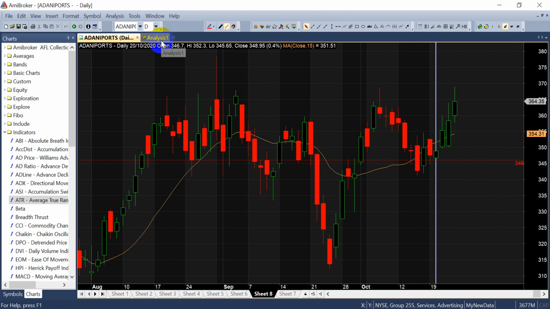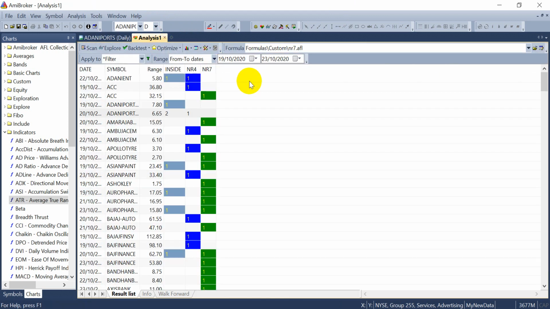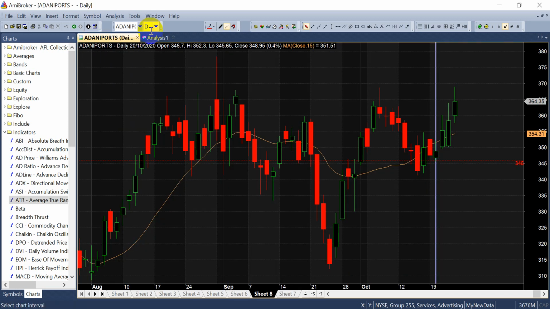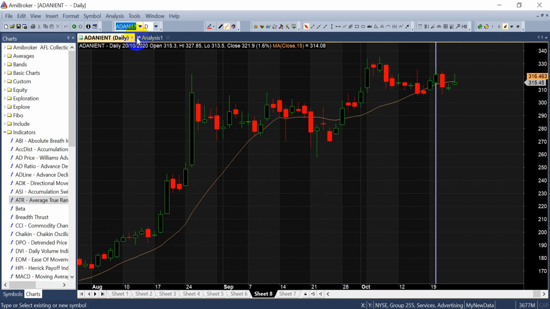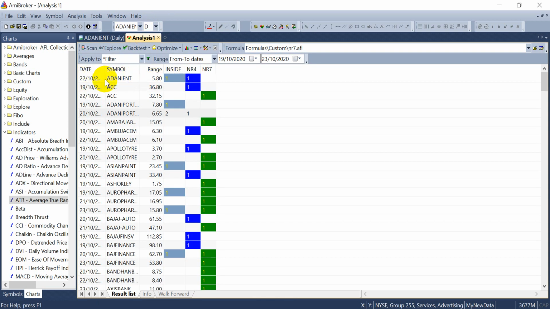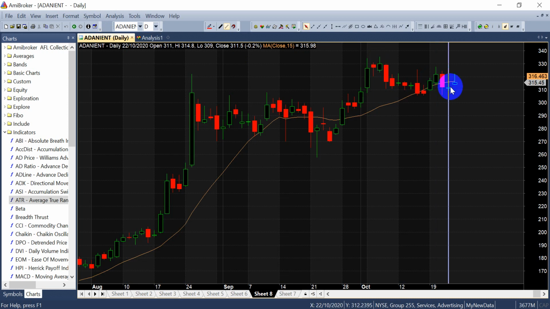Now how can we use this trade setup? As you can see here, I'm running a scanner, from 19th till 23rd. I'm getting Adani International, where the range was 5.80 and it is both inside bar and NR4. I will look only for inside bar and NR4. So I'll search for Adani, and this pattern was formed on 22nd. The high of this day was 314.8, which we round off to 315, and the low was 309, so the range was almost 6 points.